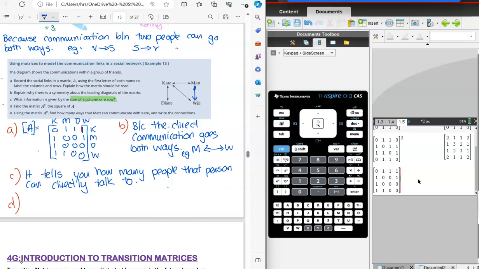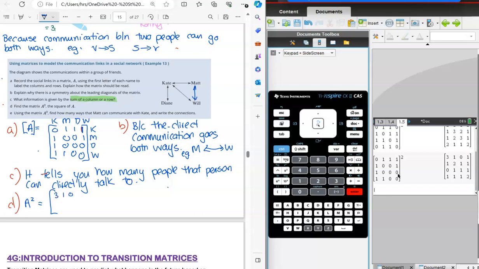Okay, find A squared. So what I've done over in the calculator is I've popped in our first A matrix, and now I'm going to square it. So here is what we're saying A squared is, and then I would write that one out. So 3, 1, 0, 1. I'm just copying that out. That's how you get two-step communication. You square your first one.